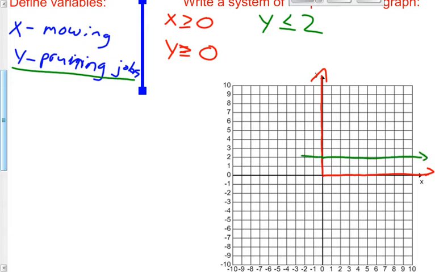So there it is, and it's going to be everything less than. I'm not going to shade it just yet. I'm going to shade it at the end. But know that it's going to be everything right in here. y is less than or equal to 2. It's everything below that line. Alright, and now there is one more.